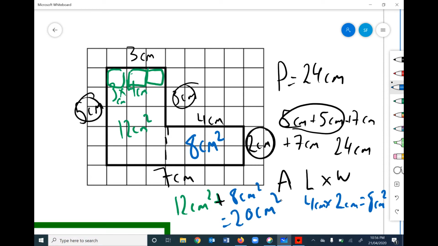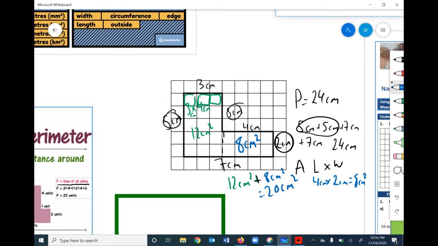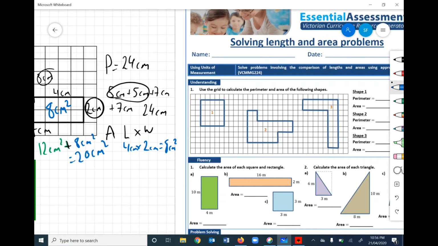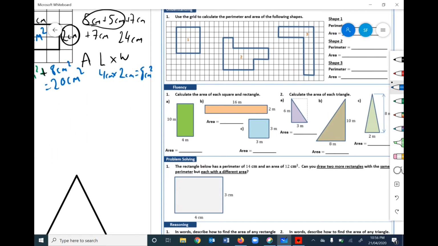So that's how we end up working out your area and our perimeter for those shapes using the grid. Obviously we had an irregular shape there, so you'll be able to work your way through that one. Now, fluency has been able to work out the shapes that we have here.